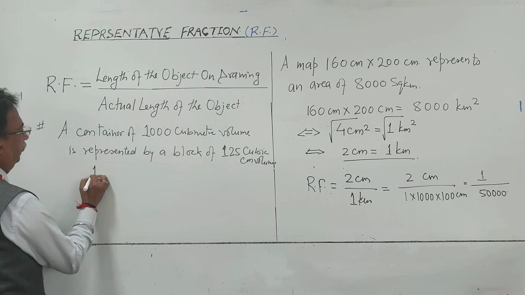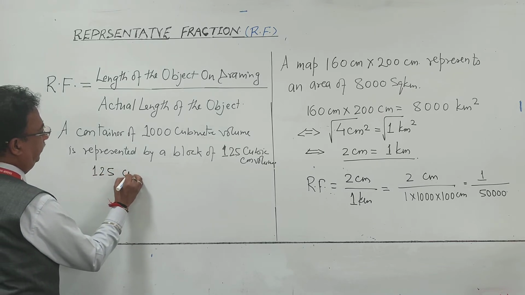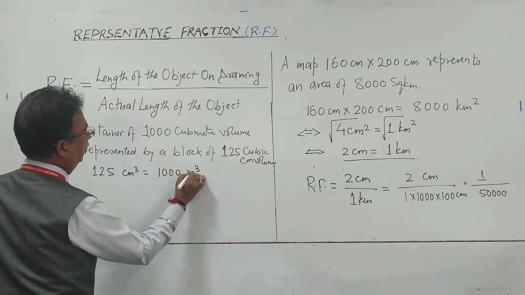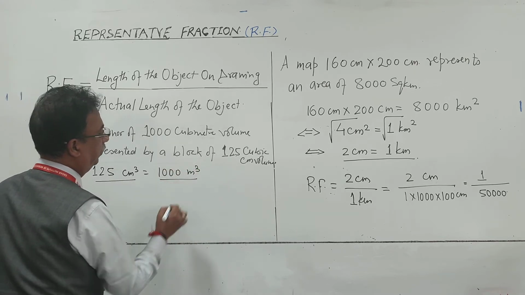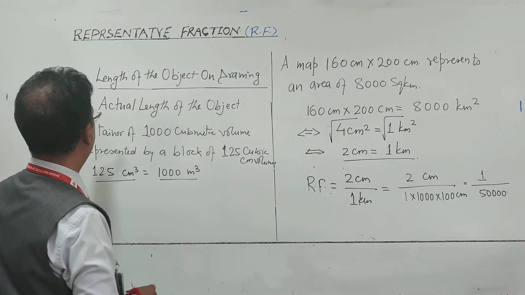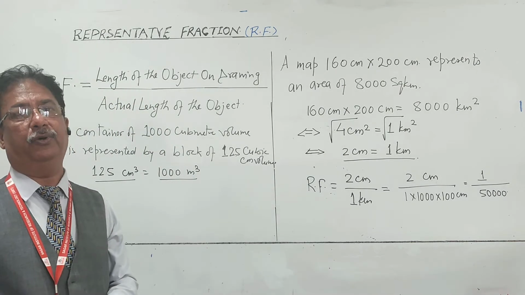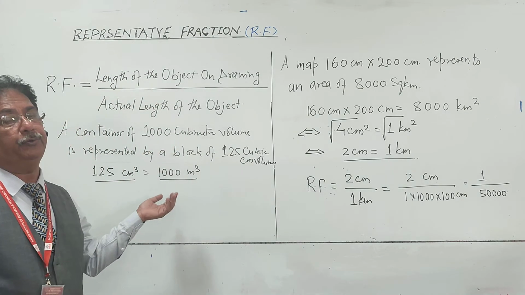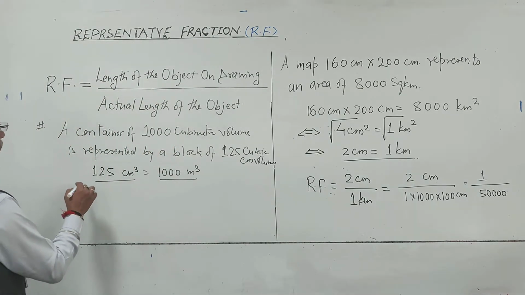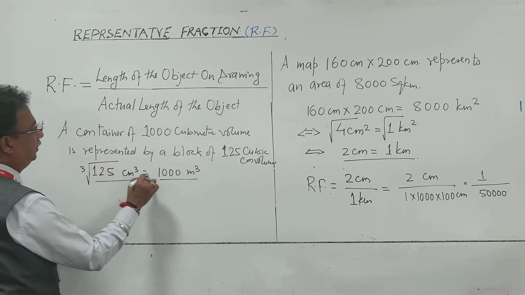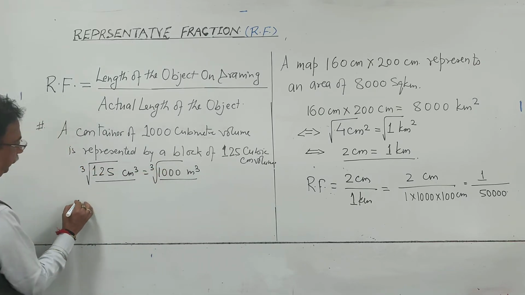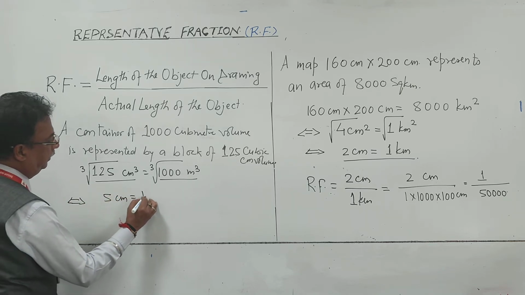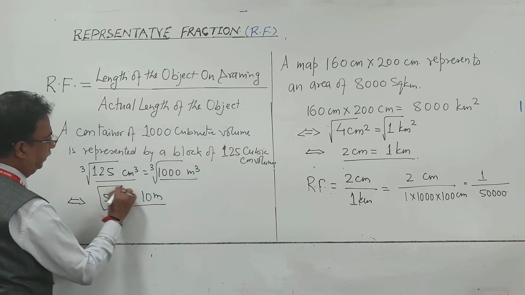In this, 125 centimeter cube will be equal to 1000 meter cube. Now this is in the form of cube. Again, if you look at the formula, RF will be the length of the object on the drawing upon the actual length of the object. So we have to take the cube root on both sides of this equation. So cube root this and cube root this. What you will get? This will be 5 centimeter and this will be 10 meter. So that will be a very simple equation.